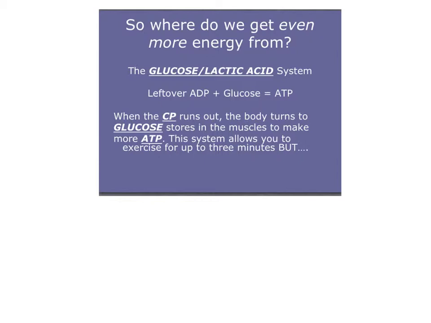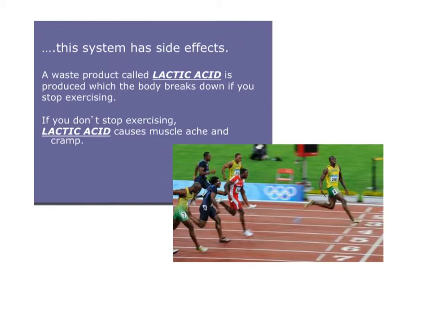The next section of our anaerobic system, as mentioned, is the lactic acid system. When the ATP and CP system runs out, the body turns to glycogen or glucose stores in the muscles to make the ATP. This allows for exercise for up to 3 minutes, but it's a very big strain on the body. This system has massive side effects, and those side effects are called lactic acid. If you've ever felt the burn or that heavy feeling within the muscles when you've sprinted, that's lactic acid, and it can stop you from exercising because it causes muscle ache and cramp.